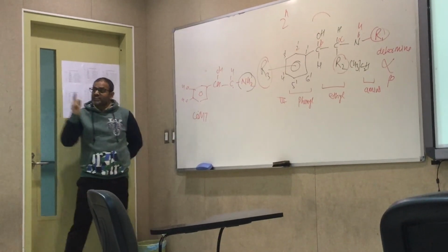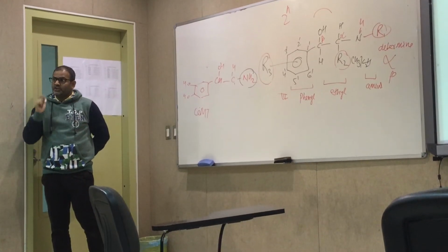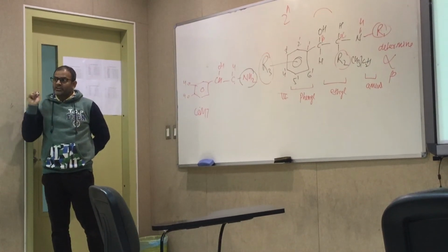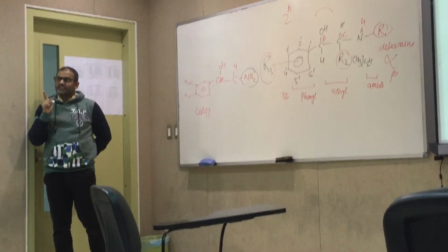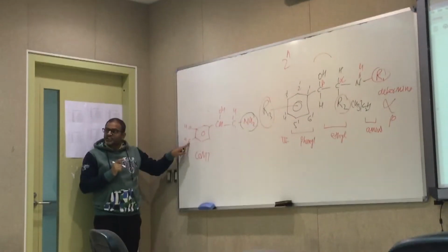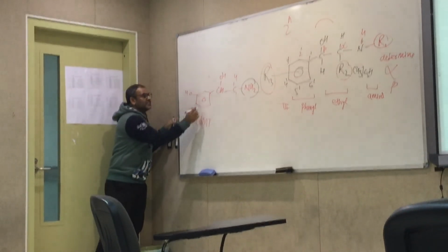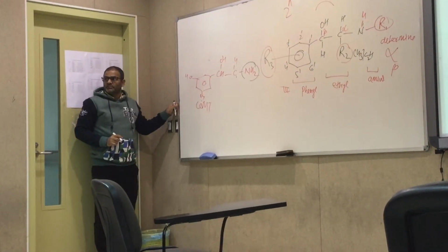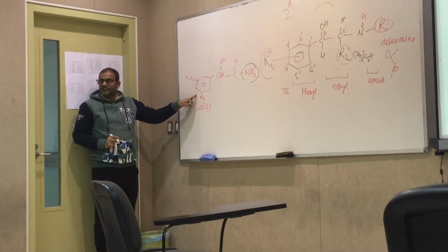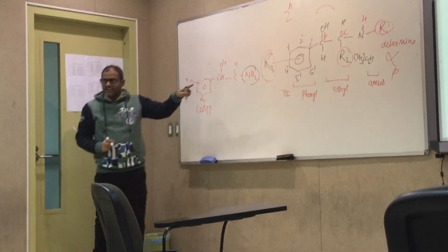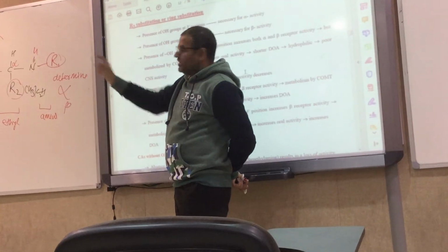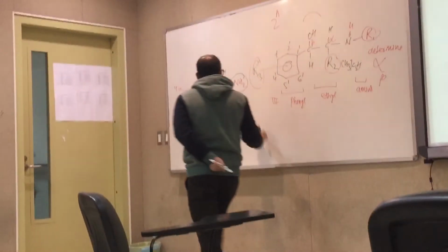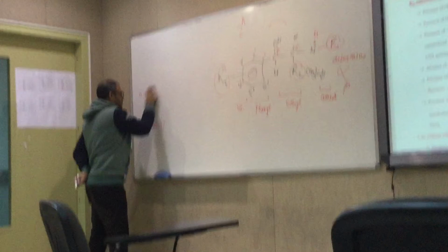Catechol. That is why on the first day I discussed what is benzene, what is phenol, what is catechol, what is resorcinol. Because COMT needs catechol, but this one is not catechol. Now I am coming to R3 substitution. Where is R3? On the ring. That is why, to protect the catechol from metabolism.